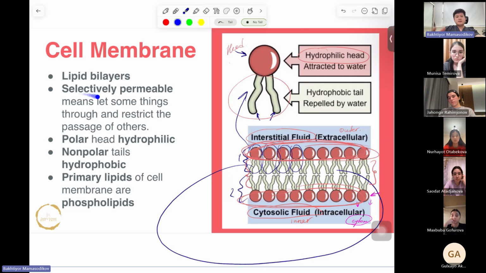Yes, exactly. Selectively permeable means they're going to select what goes inside of the cell and what goes outside of the cell. That's why this is called selective permeability. It lets some things go inside and restricts the passage of others. This is called selective permeability, and one of the characteristics of the cell membrane is that it is selectively permeable. The characteristic of the head is hydrophobic, right?